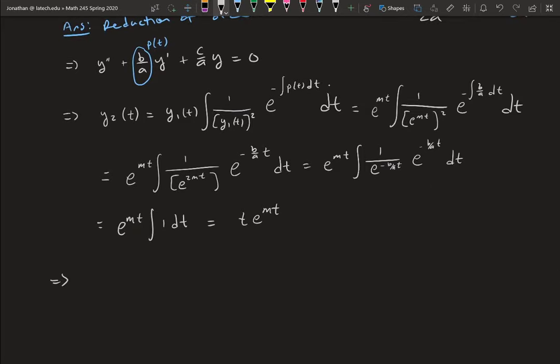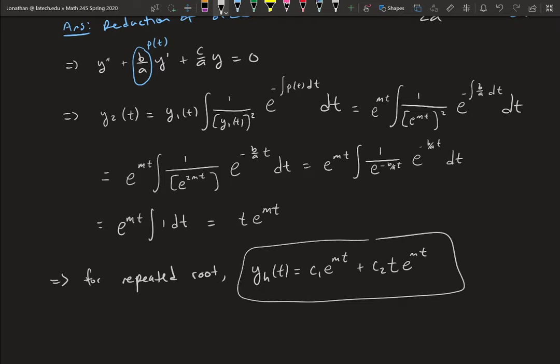So for a repeated root, y sub h of t is equal to c1 e to the mt plus c2 t e to the mt. That's our general solution for the homogeneous equation if we have a repeated root. So let's look at an example.